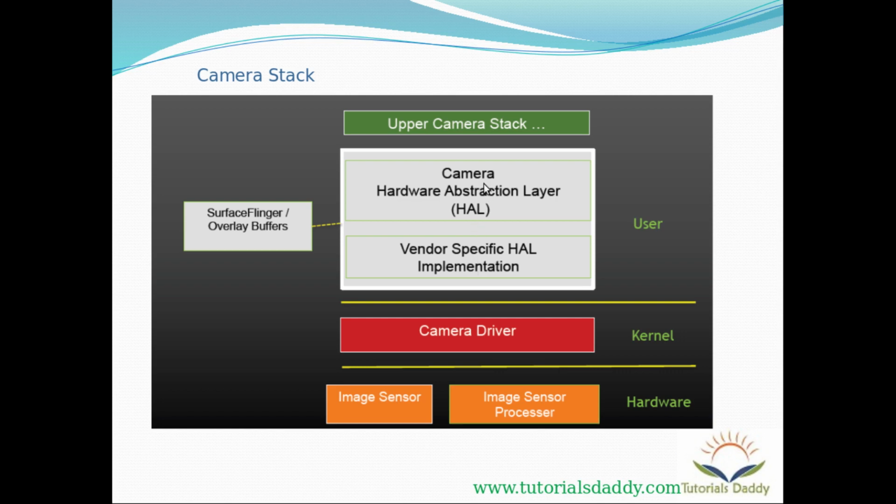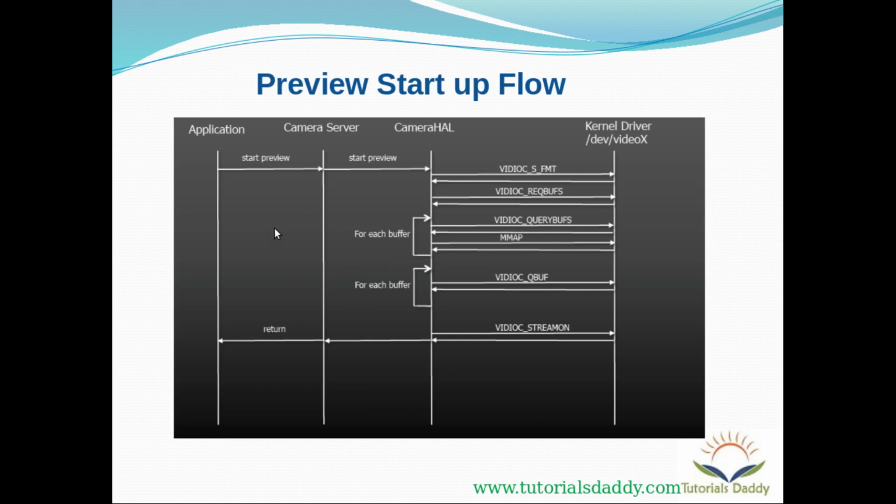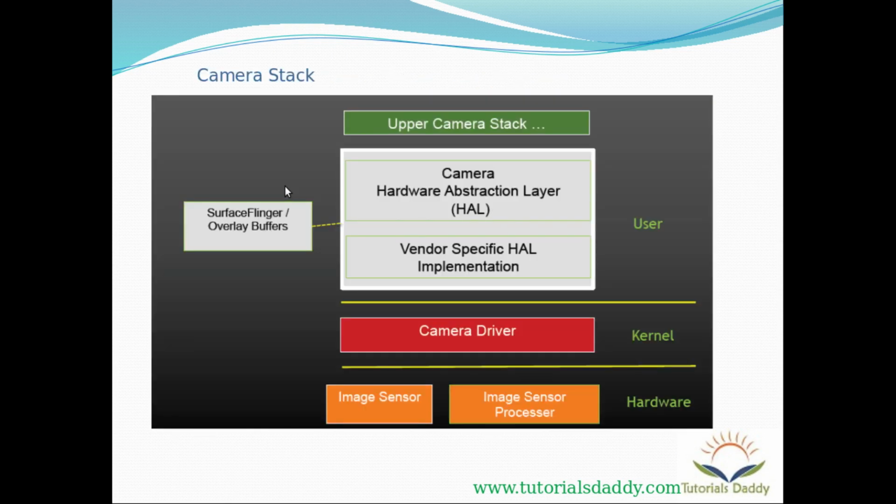All your calls coming from the upper stack will come to the Google native HAL, and the Google native HAL will pass that request to the vendor specific HAL. The vendor specific HAL will convert your request to the hardware specific format. Then we have the camera driver in the kernel. After the kernel, we have the image sensor, the sensor processor, and the other hardware present in the system. And this is SurfaceFlinger that we just discussed in the previous slide, so this part you can ignore. So that was all about the Android camera architecture. Thank you, thanks for listening.